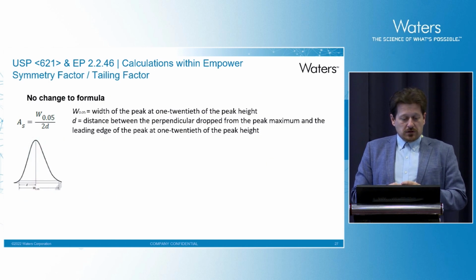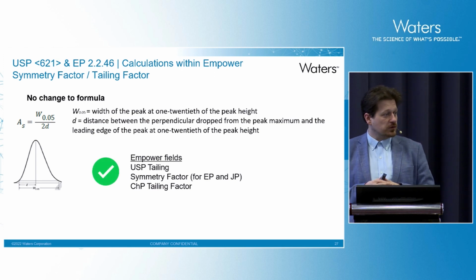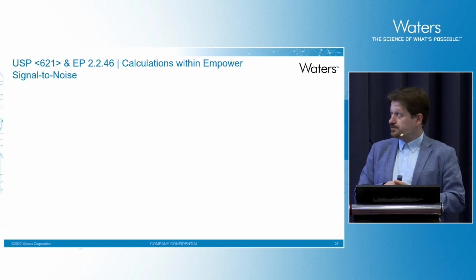The symmetry factor, there is no change in the formula. This is good. It's just a fading out of the term tailing factor. So we are good with all the settings. We don't need to do anything in the processing method. Whatever was there is still fine. We can continue to use it.